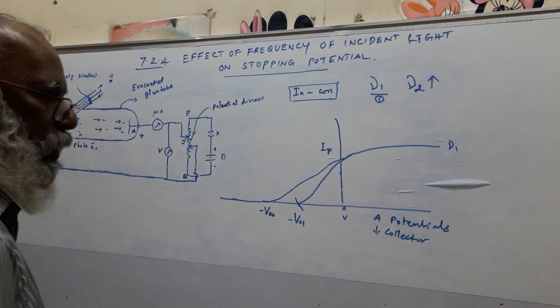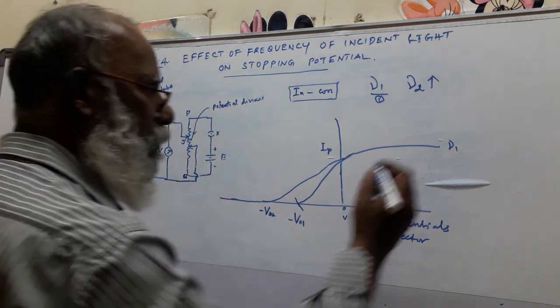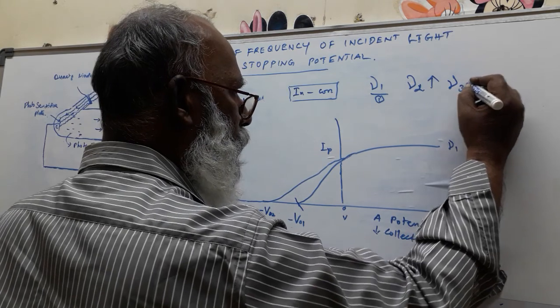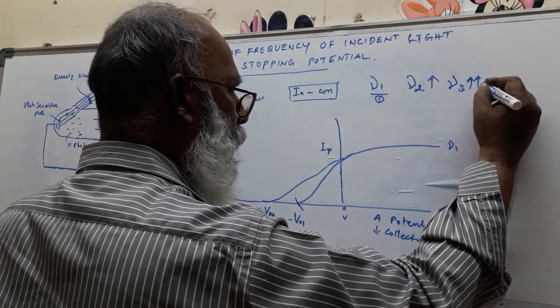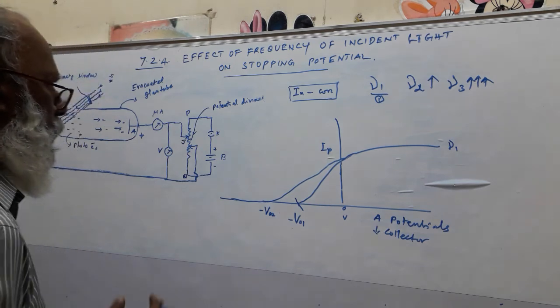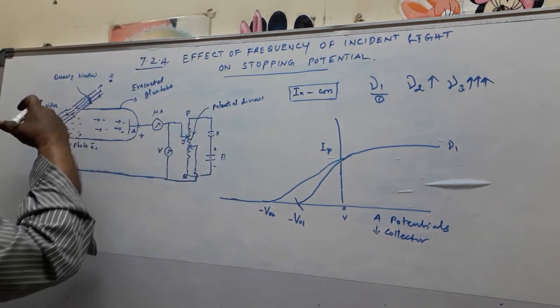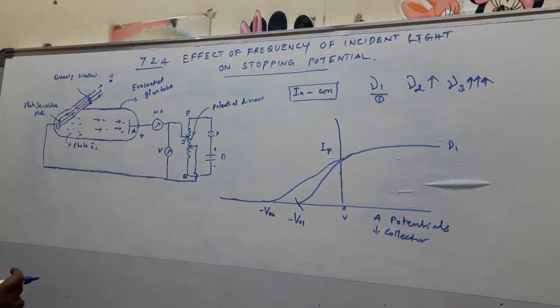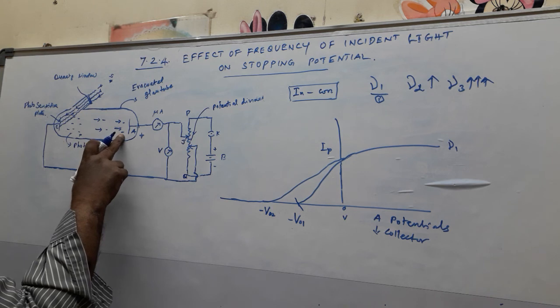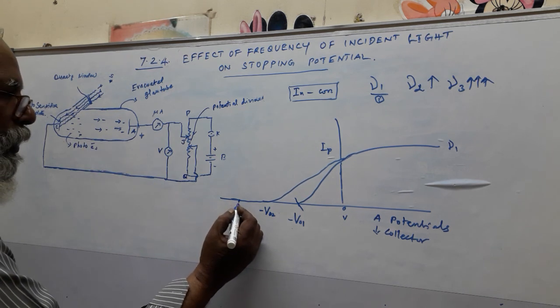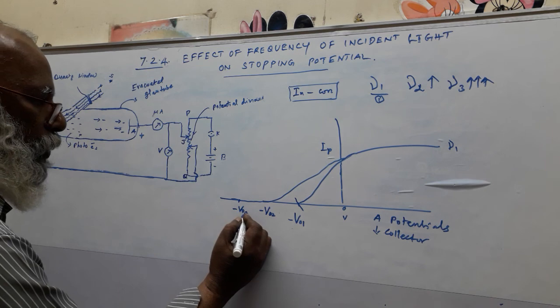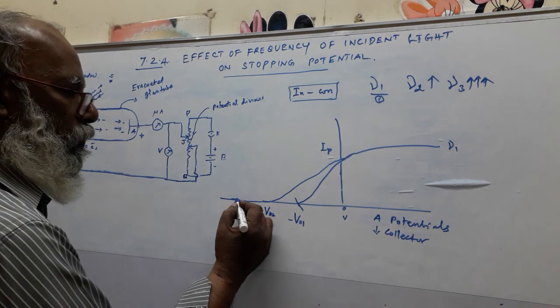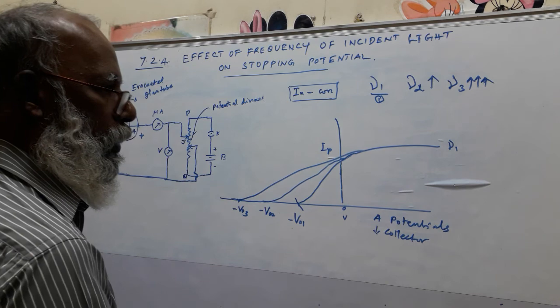Thirdly, if you increase the frequency value very much, then the incident ray energy is also very high, and the kinetic energy of the electron emitted from the cathode terminal is very, very high, so the stopping voltage will rapidly rise like this, minus V03. Then the graph will be as shown in the figure.